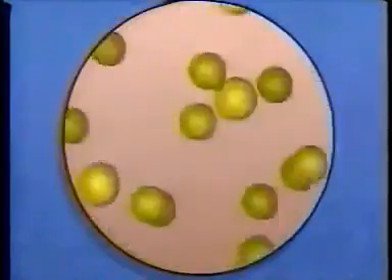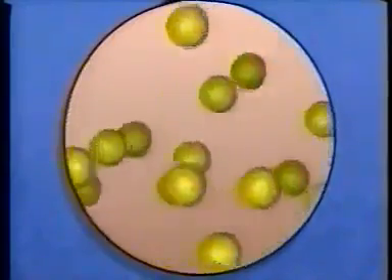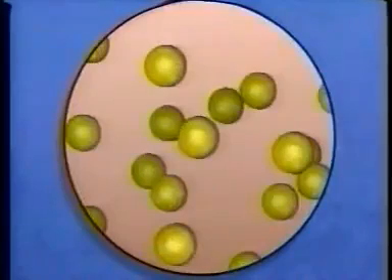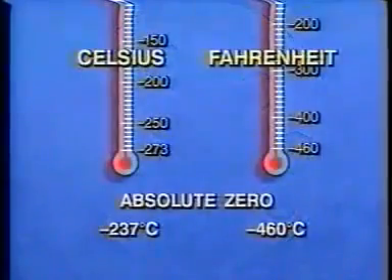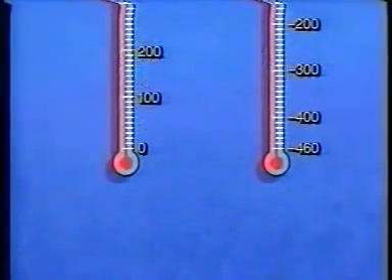As you remember, matter is made up of molecules in motion. As temperature decreases, motion and energy decreases. If we could decrease the temperature to a point where all motion stops, we would reach a temperature known as absolute zero. Temperature scales have been developed to include absolute zero as the starting point, or 0 degrees. Here are two absolute scales.